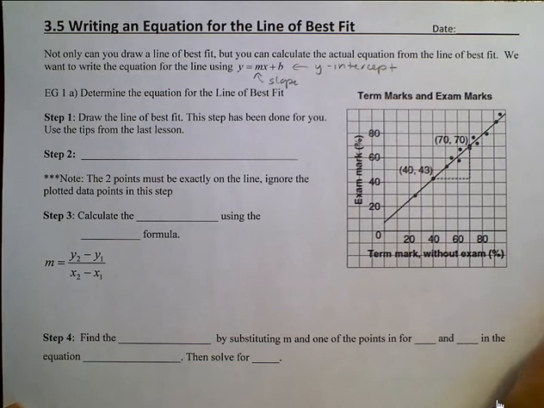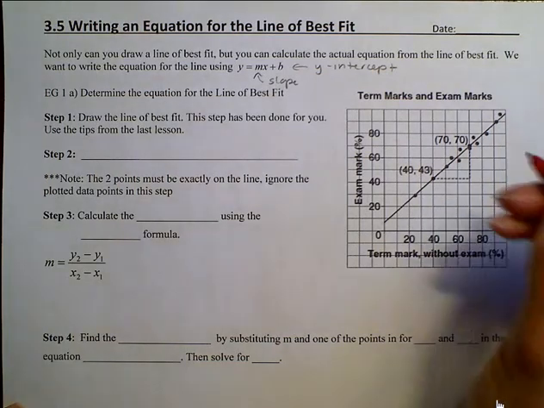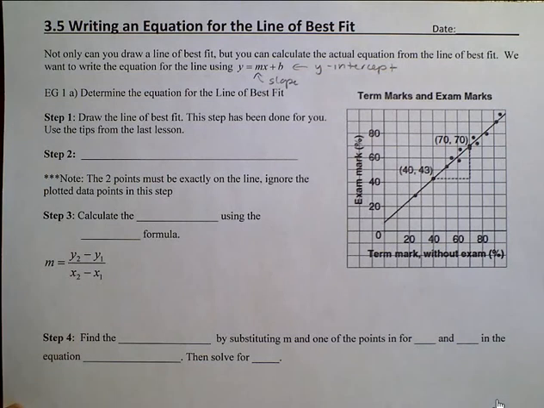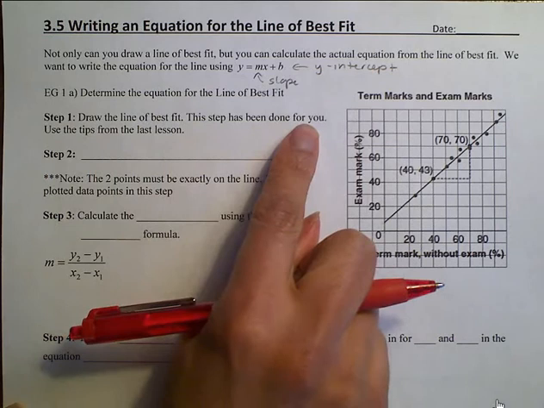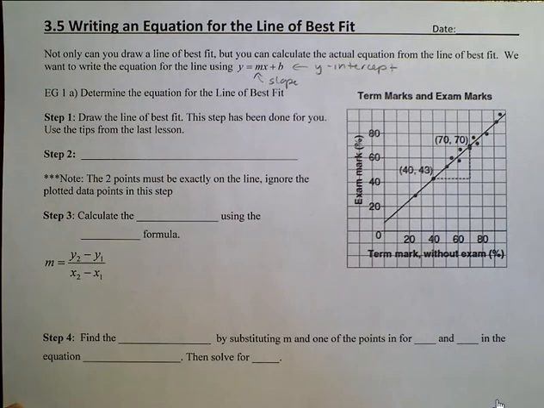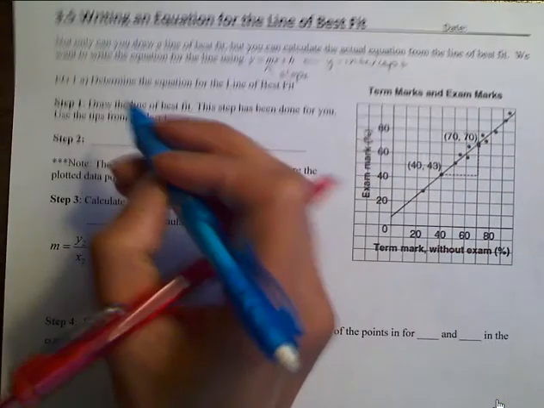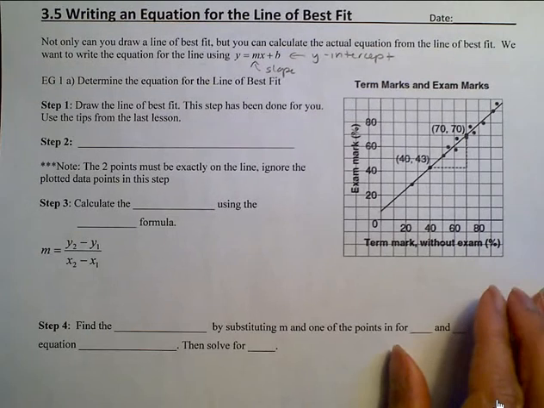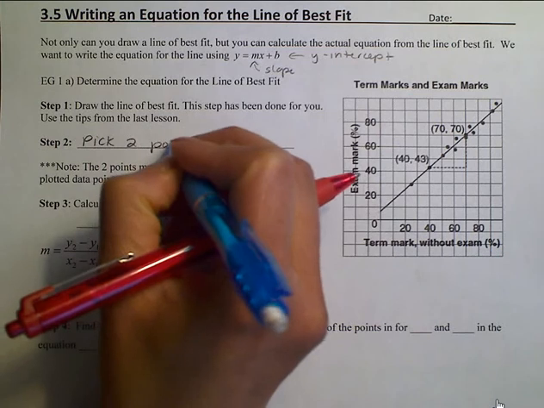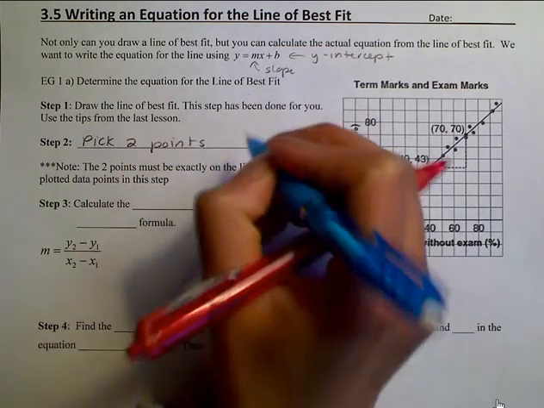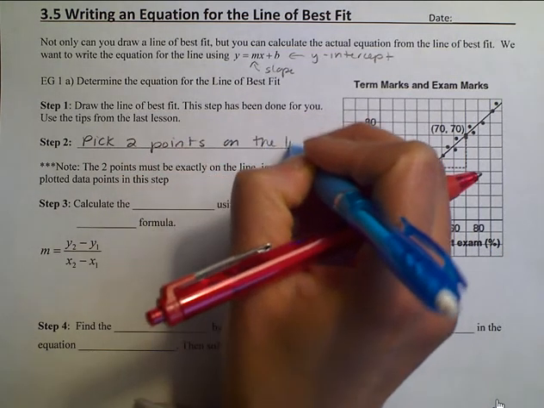Now, we're going to continue from there. So now what we want to do is come up with an equation for the line of best fit. So step 1: you draw the line of best fit, and again, this has been done for you, and you're going to use the tips from the last lesson. Step 2: you are going to pick 2 points on the line of best fit. Now this is very, very important. You pick 2 points that are on the line. They have to be exactly on the line.